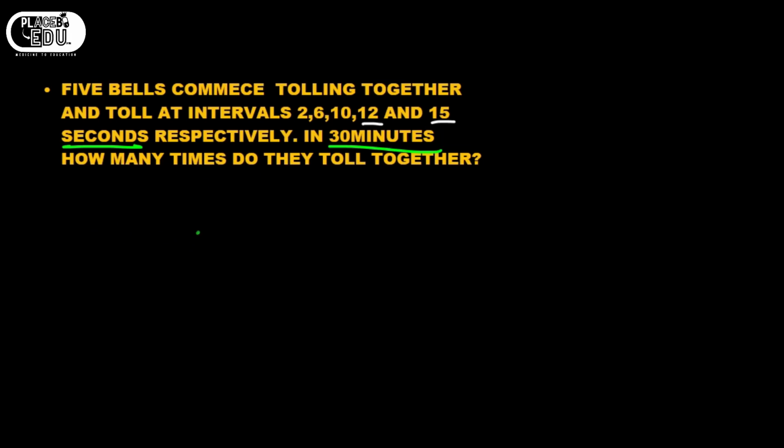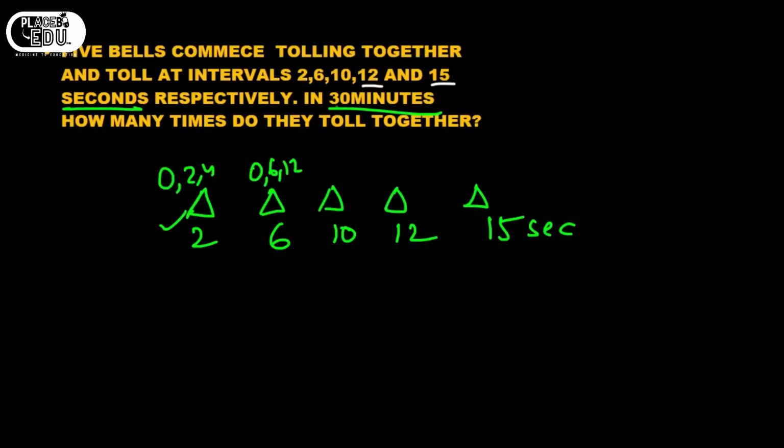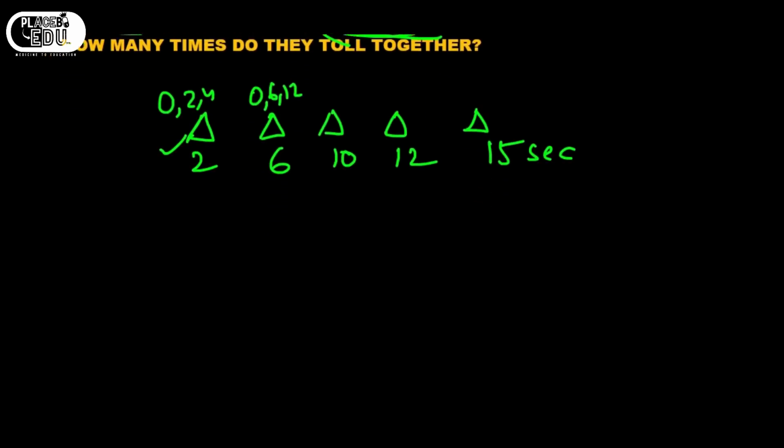And the next thing, we have 5 bells like this. These all will ring every 2 seconds. For example, if one is ringing at 0 seconds, then it will ring at 2, 4 and so on. If another is ringing at 0 seconds, then it will ring at 6, 12 and so on. What he is asking is, how many times will they toll together in 30 minutes? So we have to find at what second they are tolling together.